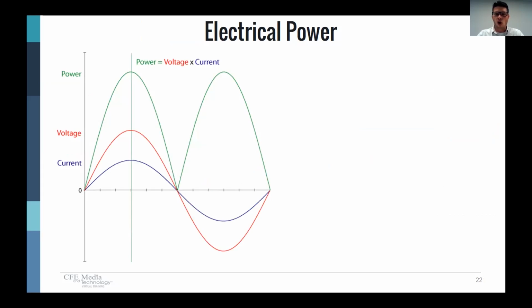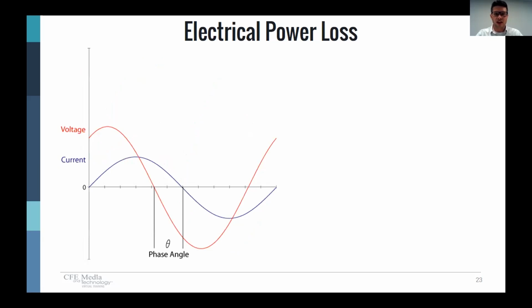When that happens, all of the power is positive, and that means all of the power is being used by the load. That's a good thing when your voltage and your current are in phase. If they are not in phase, the difference between them is called a phase angle. This can also be thought of as a power factor. I know some of you might have heard of power factor. That's kind of what it means: the voltage and the current are out of phase with each other.